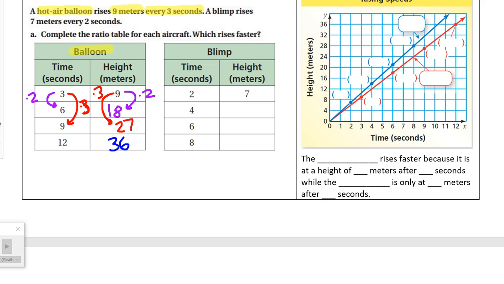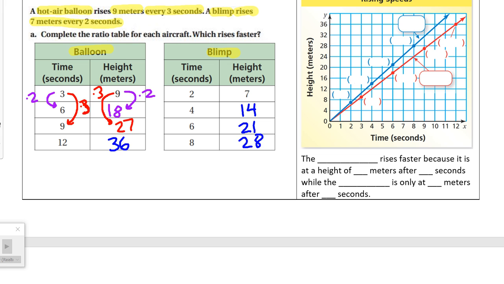A blimp rises 7 meters every 2 seconds. So that's a different rate, right? And so we have the blimp over here. Same thing, time and height. 2 times 2 is 4. 7 times 2 is 14. 2 times 3 is 6. 7 times 3 is 21. 4 times 2 is 8. 14 times 2 is 28.